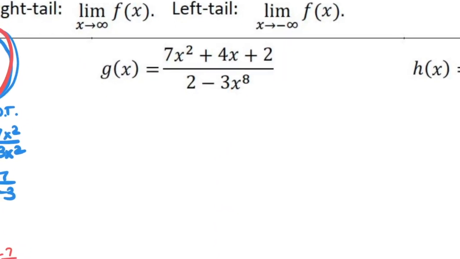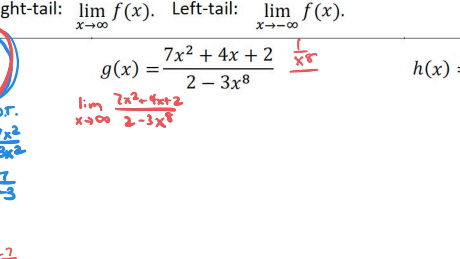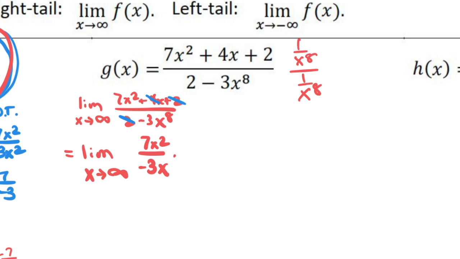Okay, let's look at g of x for a moment. So g of x is a very similar problem. It's a rational, so if we write our limit, let's do a limit as x goes to infinity, so we're looking at the right tail, 7x squared plus 4x plus 2 over 2 minus 3x to the 8th. I could multiply by 1 over x to the 8th, but I think I'd like dropping my lower order terms better. So that gives me the limit as x goes to infinity. Drop those lower order terms in both the numerator and the denominator. I'm left with 7x squared over negative 3x to the 8th.